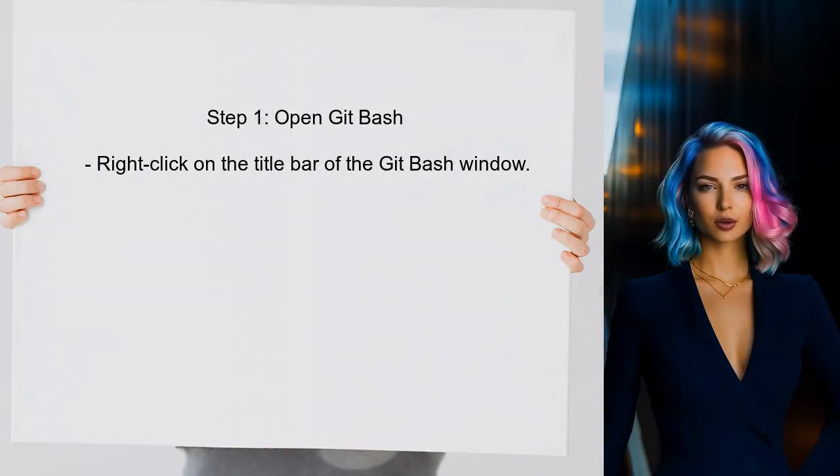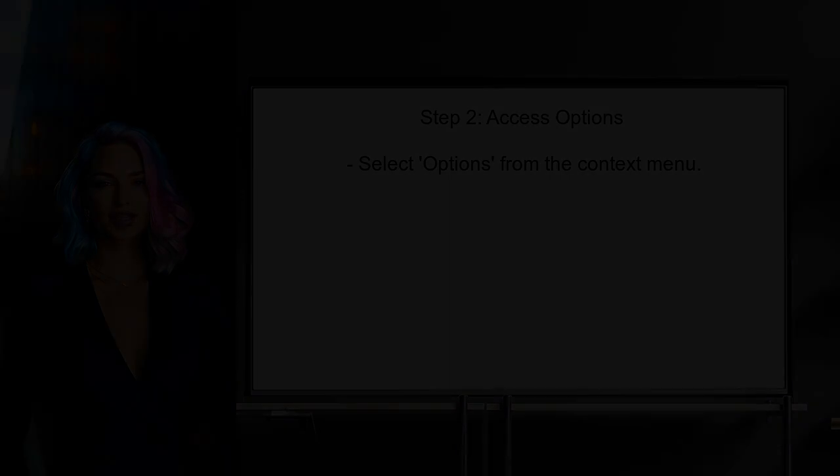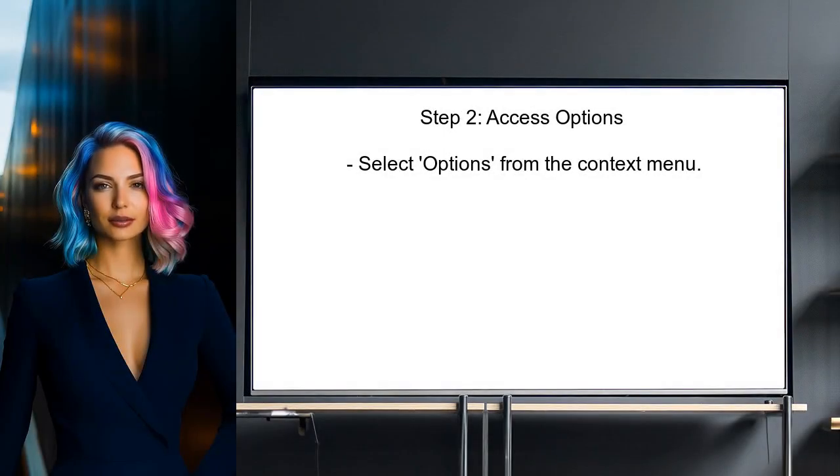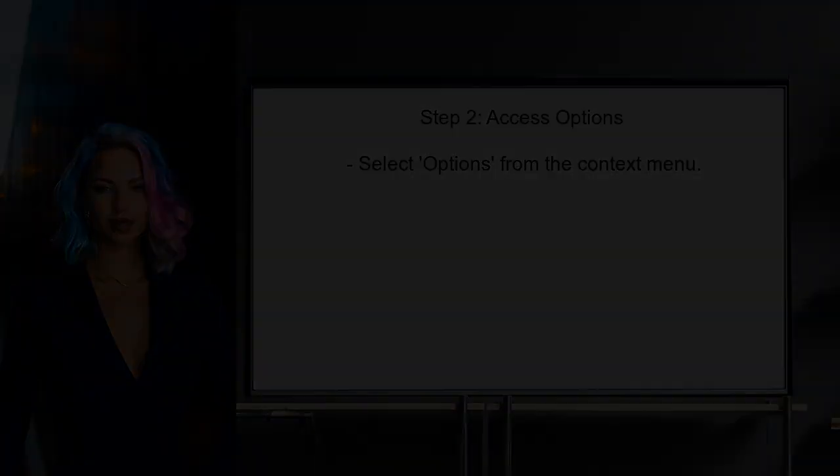To enable quick edit mode in Git Bash on Windows 10, the user should first locate the Git Bash window. Once it's open, they need to right-click on the title bar at the top of the window. Next, from the context menu that appears, the user should select the option labeled Options. This will open a new settings window.